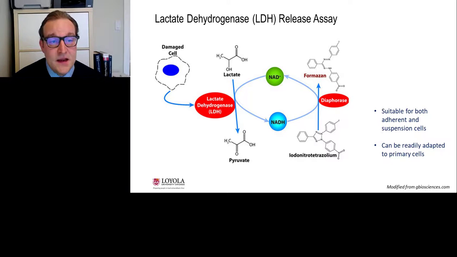Very similarly, the lactate dehydrogenase release assay relies on a tetrazolium compound. In the living cell, lactate dehydrogenase catalyzes the reaction from lactate to pyruvate, and using NAD plus, NADH converts the reaction to iodonitrotetrazolium, which is then converted to formazan using diaphorase. In a living cell in the body or in organs, lactate dehydrogenase is secreted into the bloodstream. In cell culture, we can measure lactate dehydrogenase in the media supernatant. Therefore, the LDH release assay has the advantage that it can be used for both adherent and suspension cell cultures. Furthermore, it can be very readily adapted to primary cells.